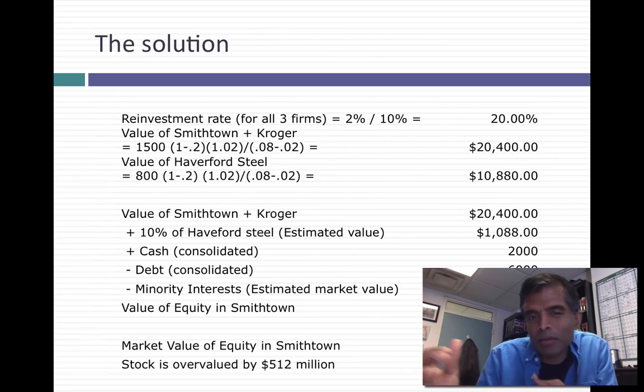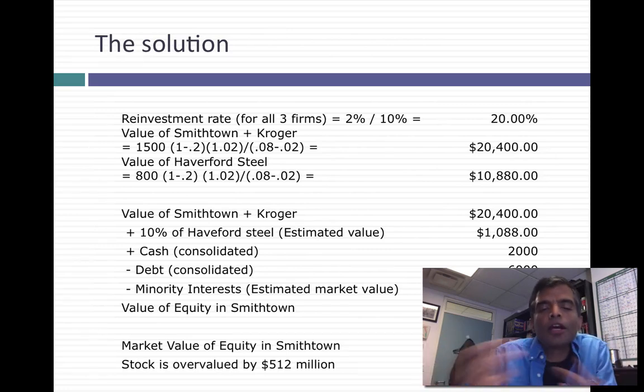It would have made the problem a little messier, but the process would stay the same. So all three companies are reinvesting 20% of their after-tax operating income. The first thing I do is use the consolidated Smithdown financials. That's all I have. $1,500 million is a consolidated statement. I take out the reinvestment, that's a 1 minus 0.2. I grow it out next year.